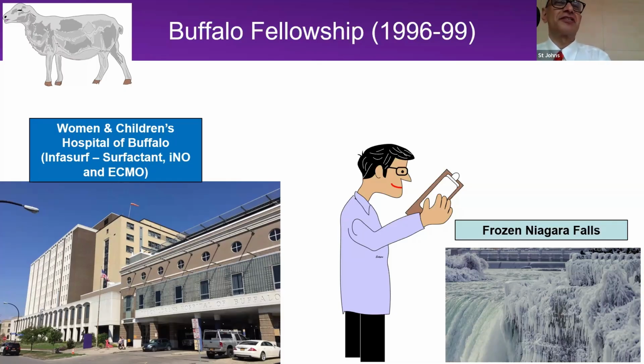When it starts snowing, it snows. There are many days when I open my garage door and I can't see the sky because the snow was up to 7 feet out. So I went and joined there because that was the only center that was doing cutting-edge research in surfactant, nitric oxide, and ECMO. And most of the research was being done in sheep models.